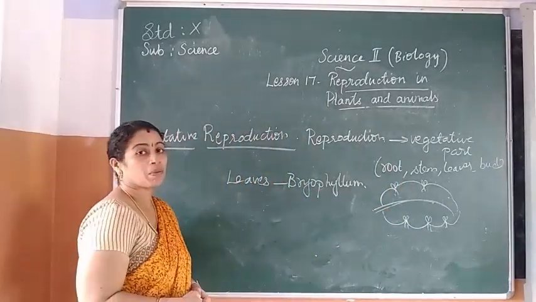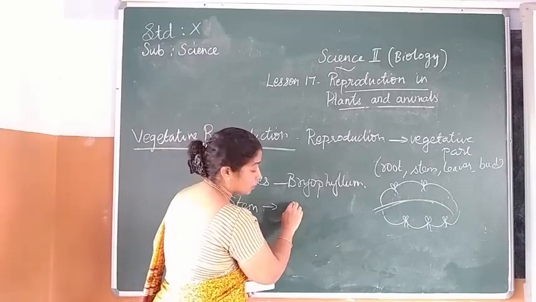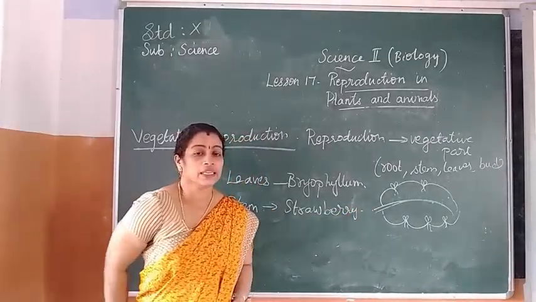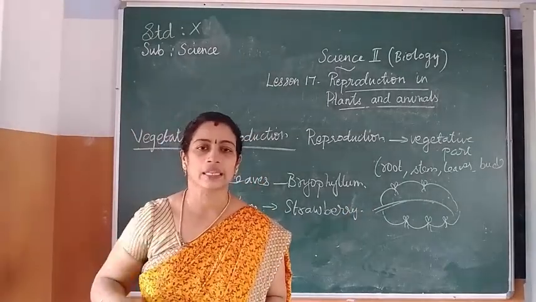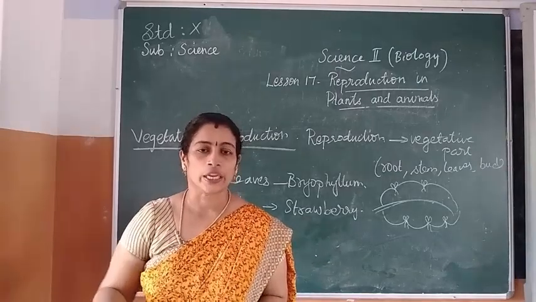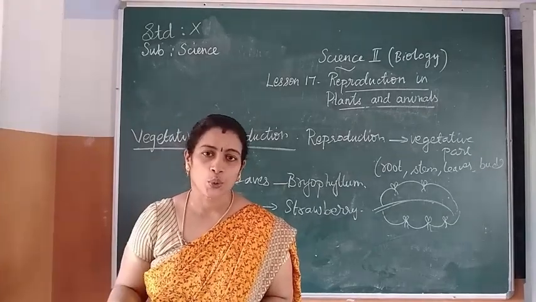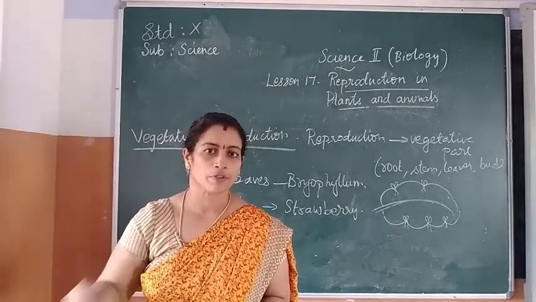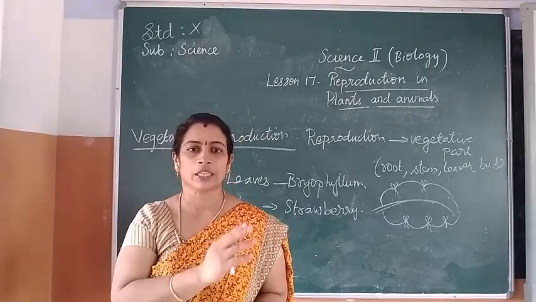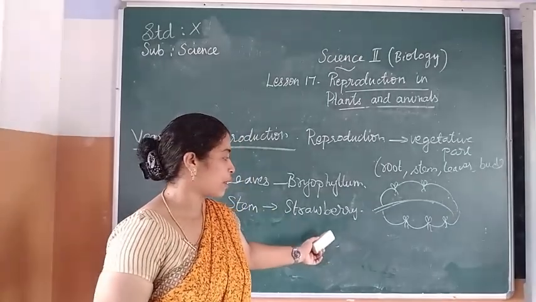The next one is reproduction by stem. Vegetative reproduction by stem, for example strawberry. Here the stem is flexible and able to bend towards the soil. When it touches the ground, it will produce new roots, and new adventitious roots and buds will be formed from the stem at that region. After some time, it will cut off from the parental plant and grow into a separate individual plant. That is vegetative reproduction by stem.